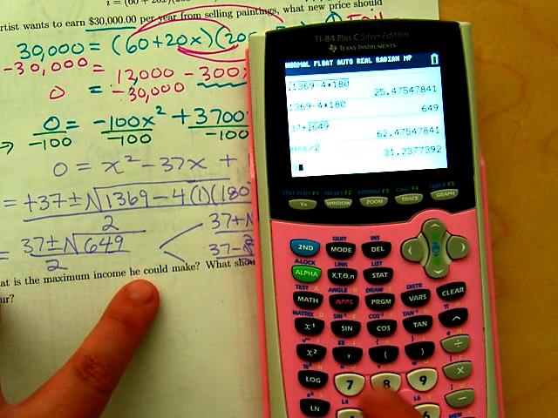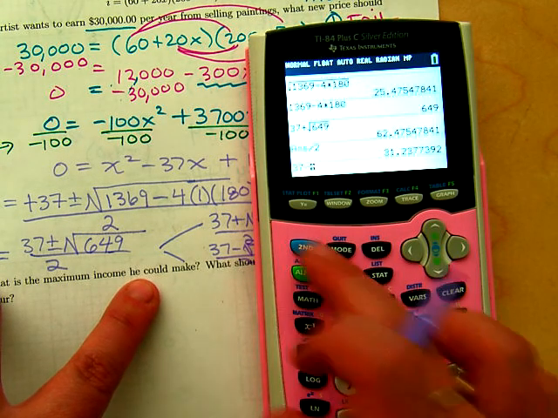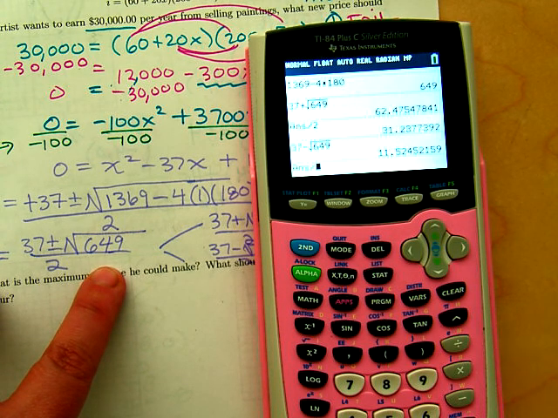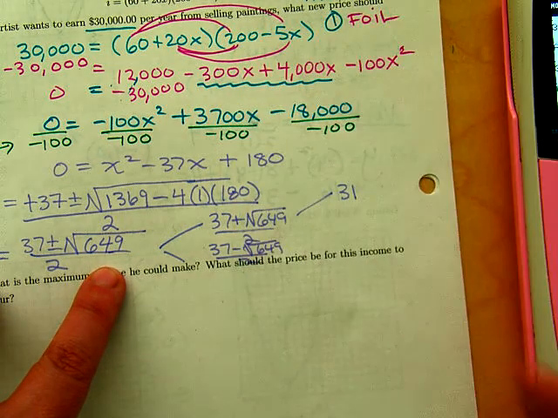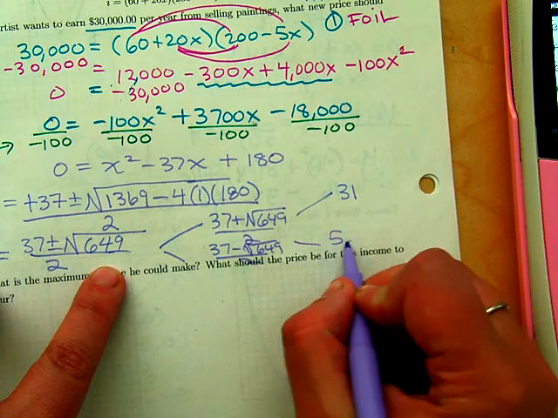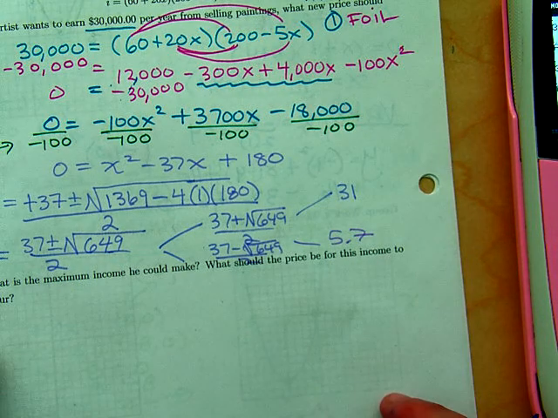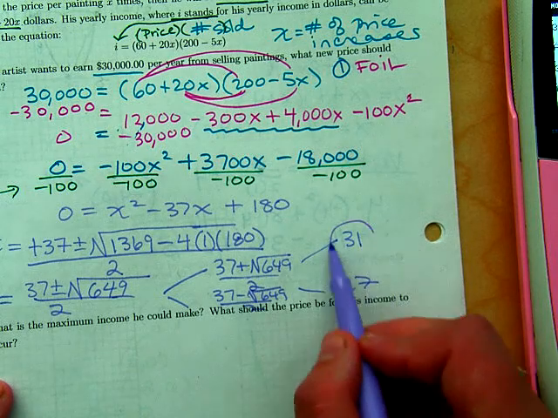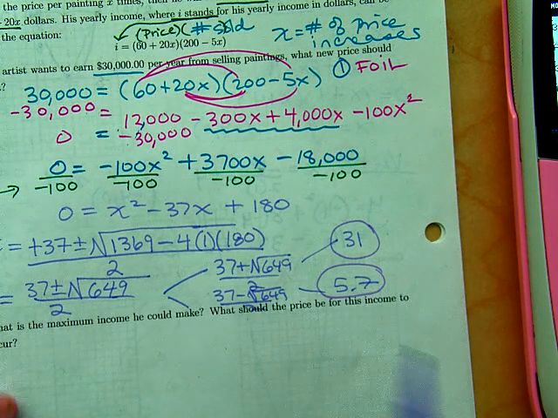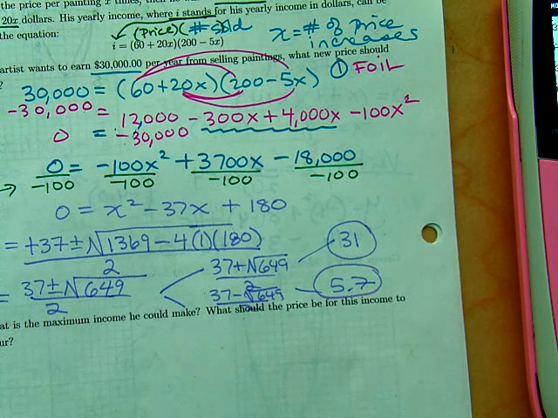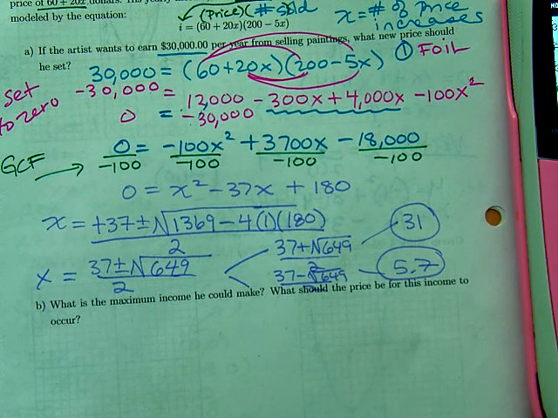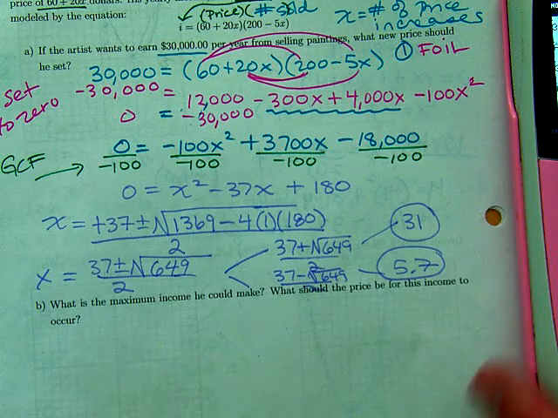So the next one is 37 minus square root 649. Enter. I'm going to divide that by 2. And I get 5.7. Okay, so these would be the number of price increases he has. Yes, what's that? My calculator says 31 plus the square root of 649 is... Okay, I'll have to look at yours in just a second.